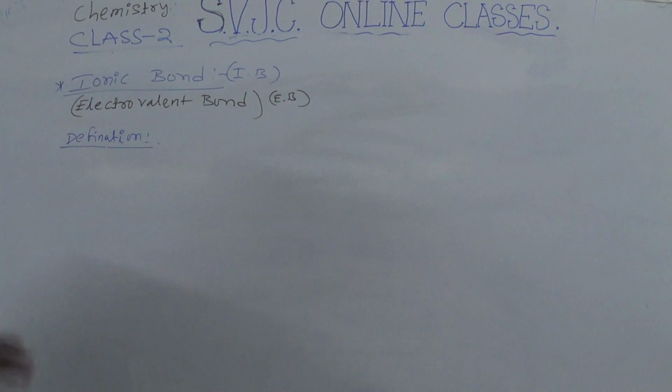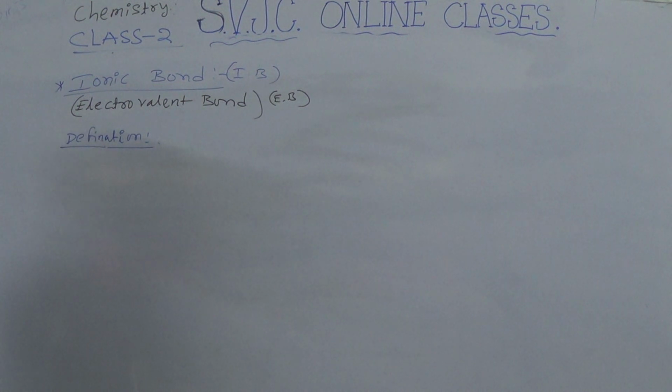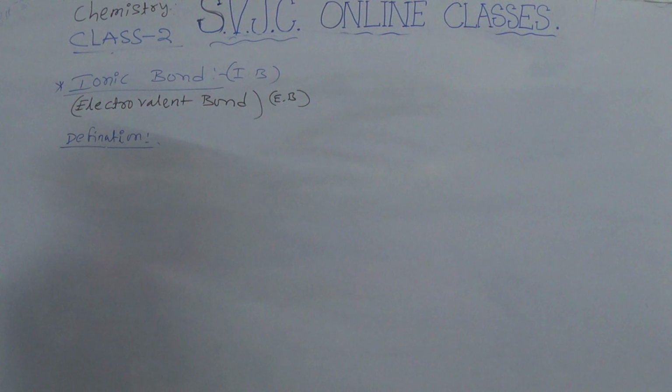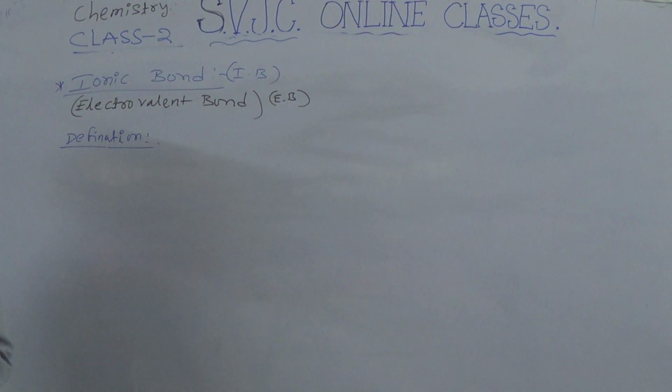Now, what is the definition? The strong electrostatic force of attraction which holds the two oppositely charged ions, which are formed due to the transfer of electrons from one atom to another atom, is called ionic bond.